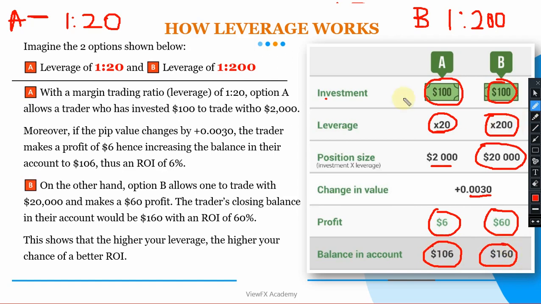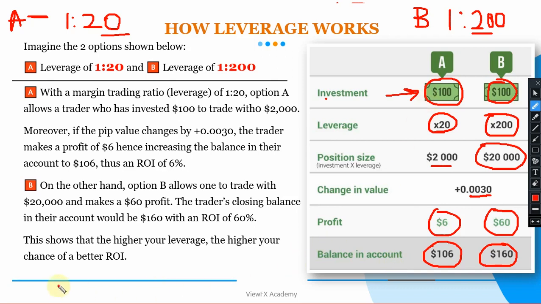So you can see, despite having the same investment but different leverage, the trader with the higher leverage tends to have more. And also, if you were to have a losing trade, the trader with the higher leverage is going to lose more. So this is what it is. So you have to be careful while choosing leverage.